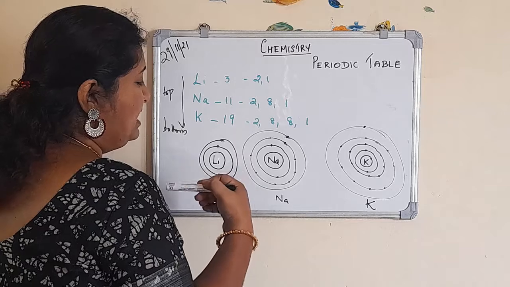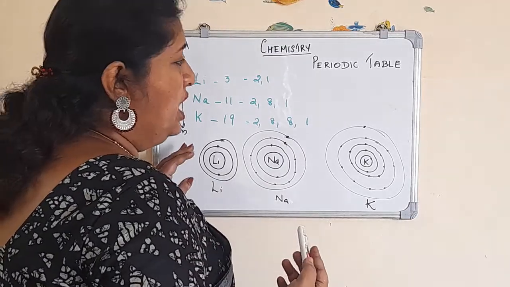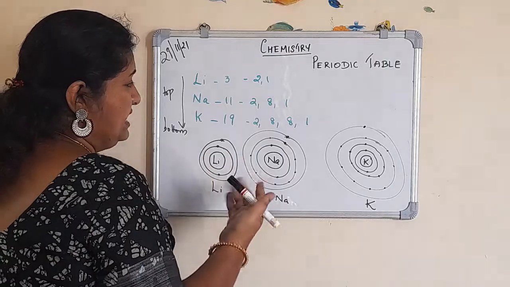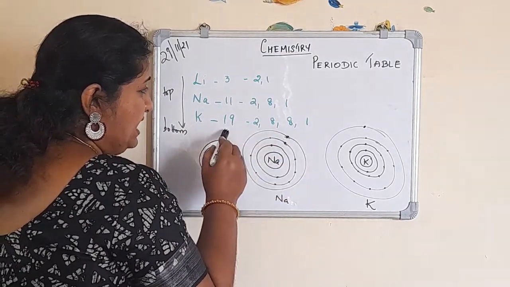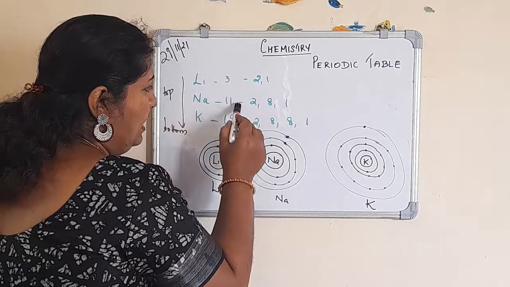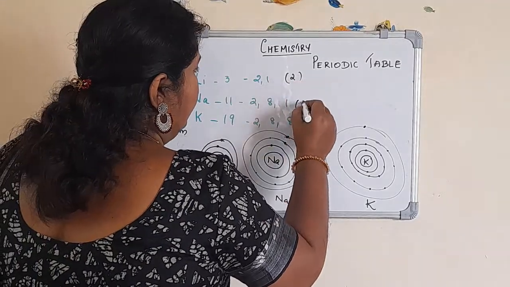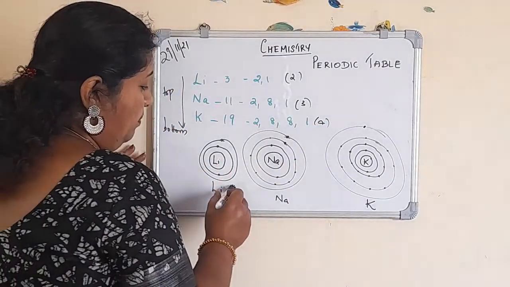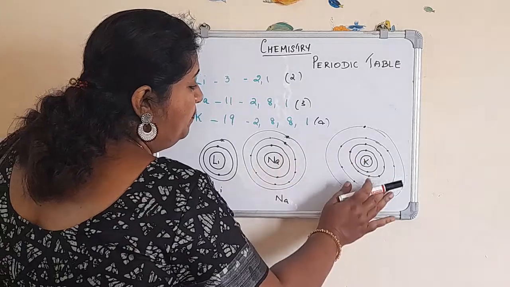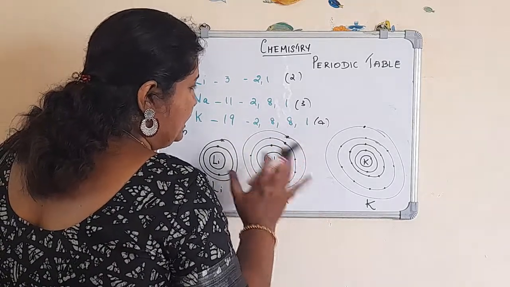When we go to rubidium, cesium and so on, the number of shells keeps increasing. Why? Because the nuclear charge is increasing, because the number of protons is increasing. The atomic number is increasing: 3, then 11, then 19. The number of shells is also increasing: 2, then 3, then 4. So the atomic size also increases. As we move from top to bottom down the group, the atomic size of elements increases.